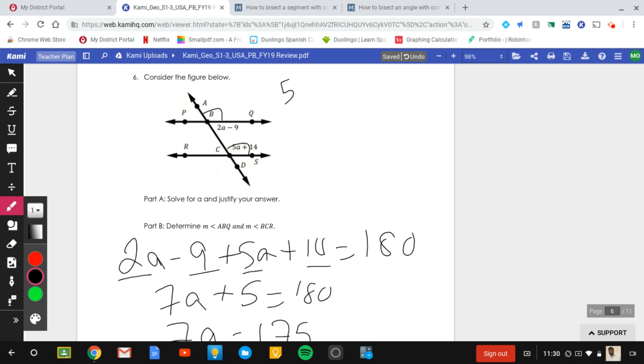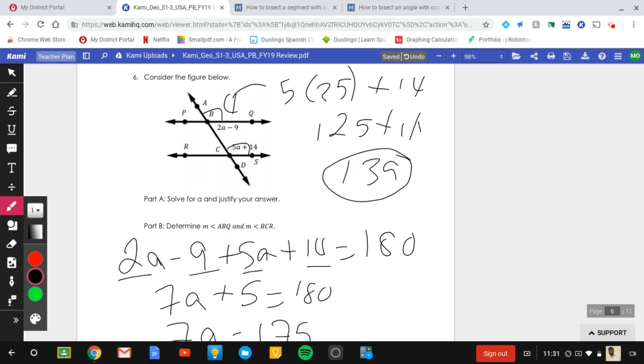So I can say 5 times 25 plus 14 is going to be this angle that I'm looking for right here. 5 times 25 is like 125, if I'm not mistaken. I don't want to make a mistake on this video, so let's make sure. So it's 125 plus 14. So this right here would be 139, right? Perfect, 139.